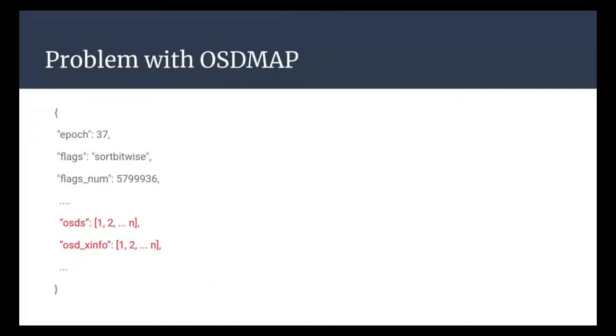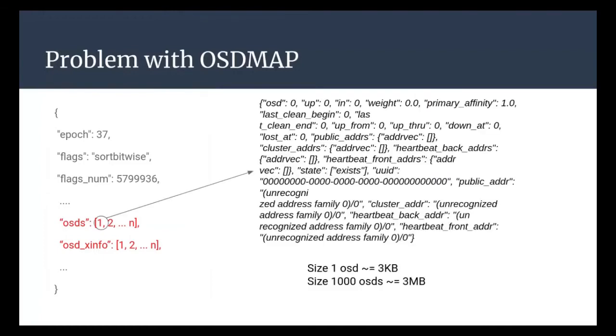So, for example, with OSD maps, there is a problem: we have two key-value pairs that increase with the number of OSDs. And as you can see, one OSD looks more or less like this, and it's basically 3 kilobytes, and 1000 OSDs can reach more or less 3 megabytes. So that's going to cause some problems.